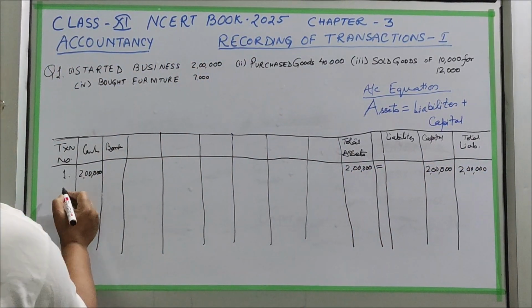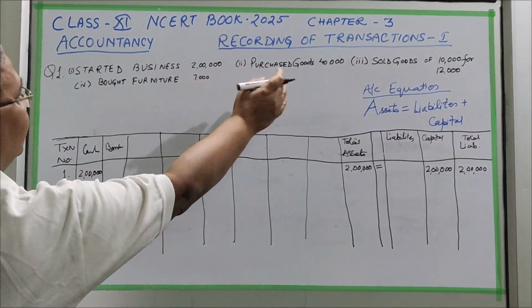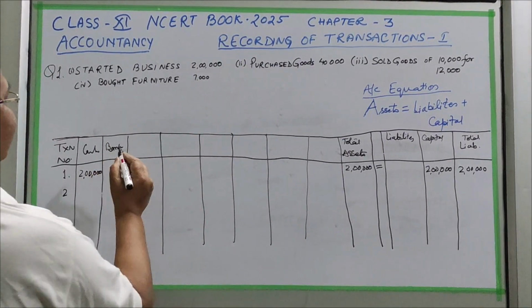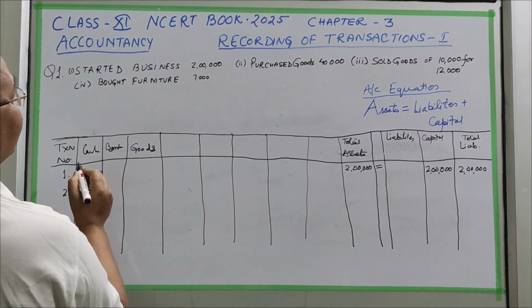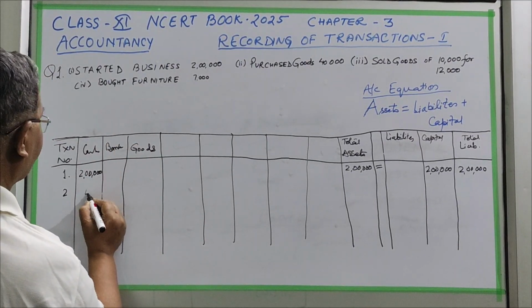Then entry number 2. Purchase goods. When you will purchase goods, what will happen? Your cash will reduce. So 40,000 will reduce.